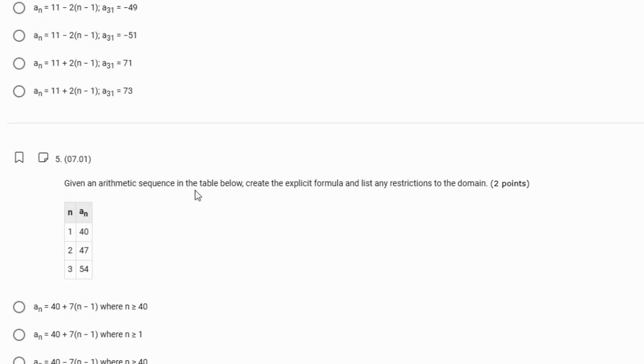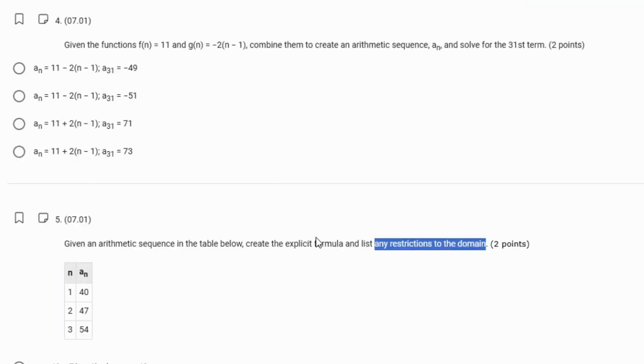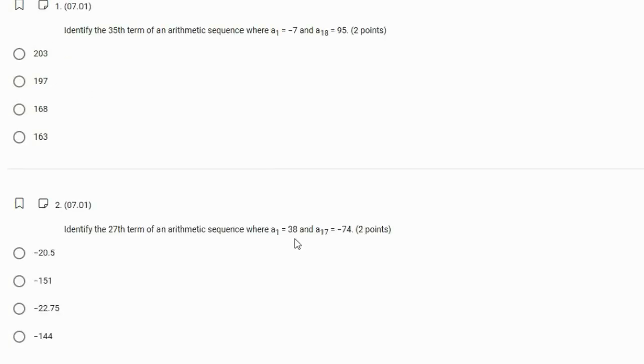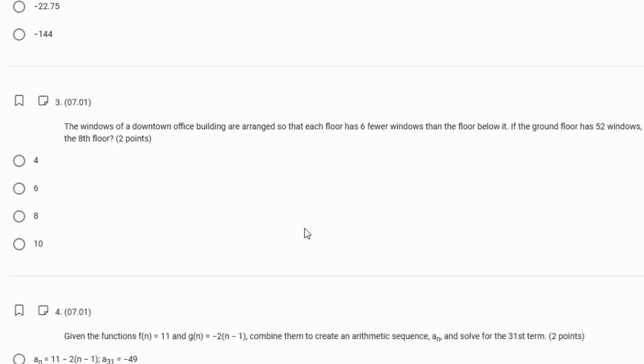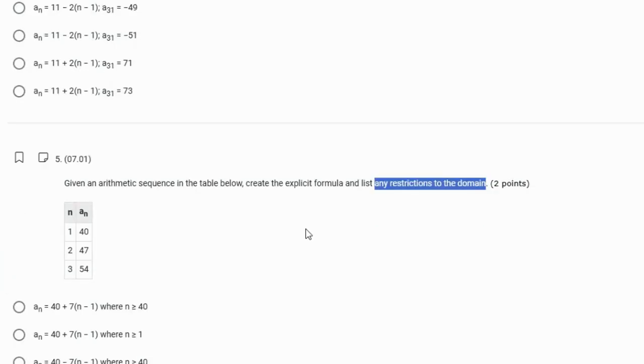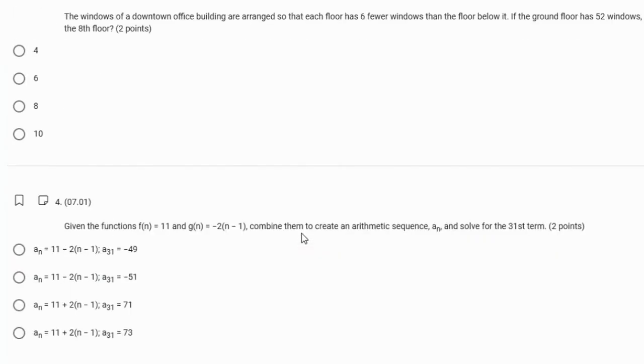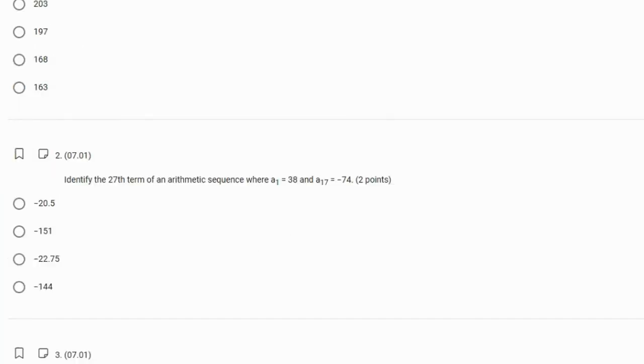And given this arithmetic sequence in the table below, create the explicit formula, list any restrictions to the domain. I knew they were going to talk about that. But, oh, they don't give you any problems about series. These are all sequence questions. Well, you'll need the series questions on the exam at the end for sure. But all the practice here is just with sequences this week. So they made it a little easy with the 5 questions. They're all sequence questions, no series questions.